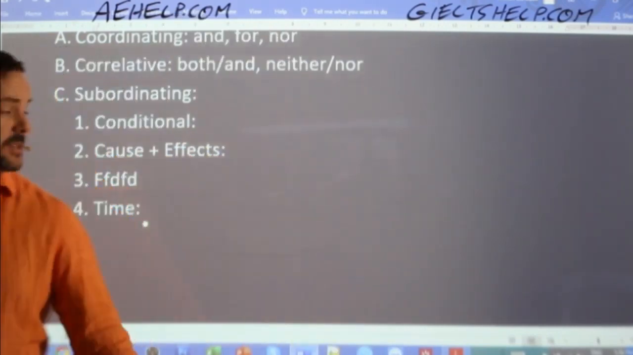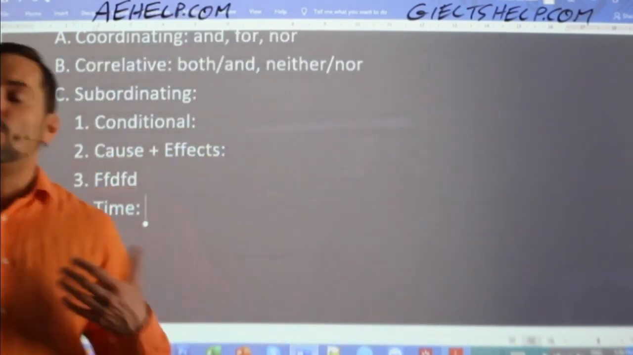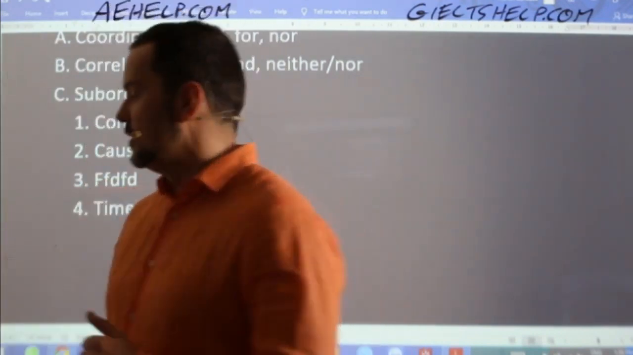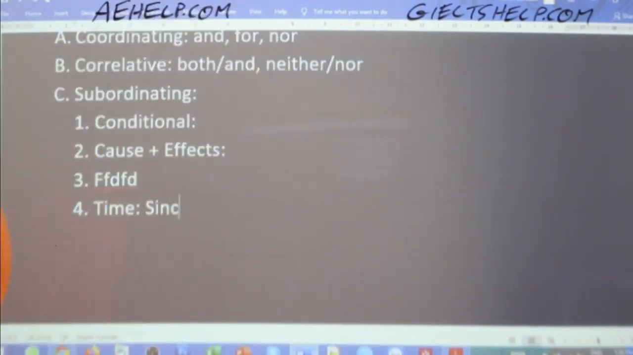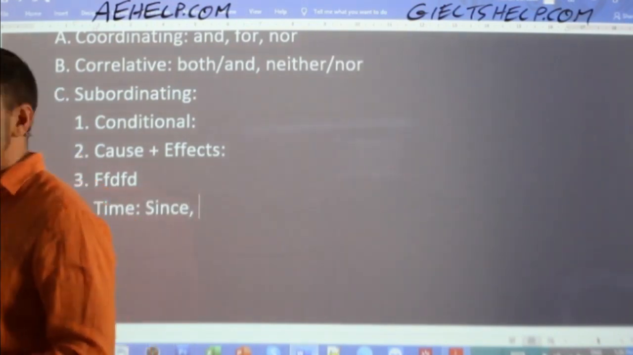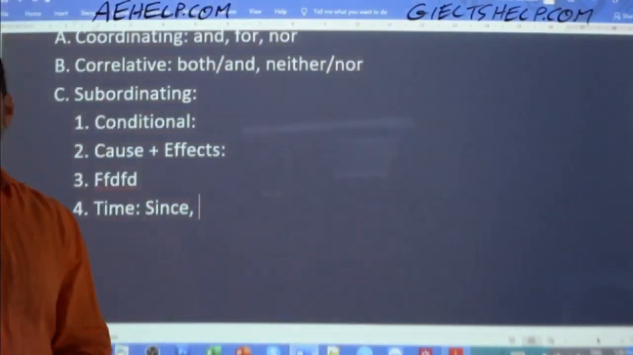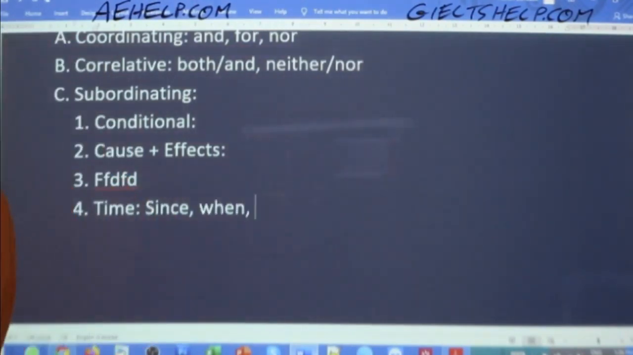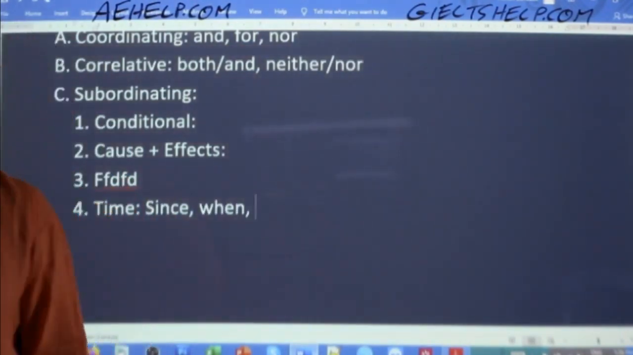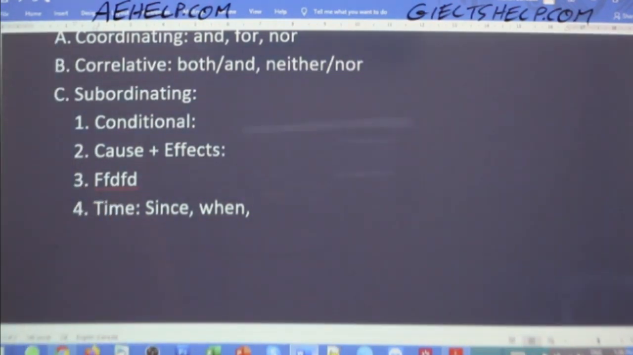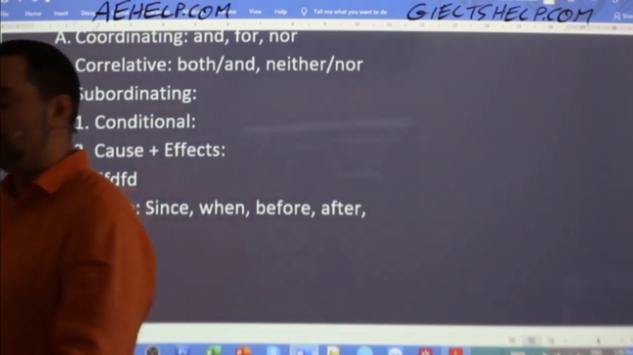For time, give me some subordinating conjunctions of time. One of them you're not going to be surprised about is since. Okay, so since is one of them. What other ones do we use in time for subordinating conjunctions? When, very good. Okay. What else? Before, yeah, sure. After, right? During, very good.